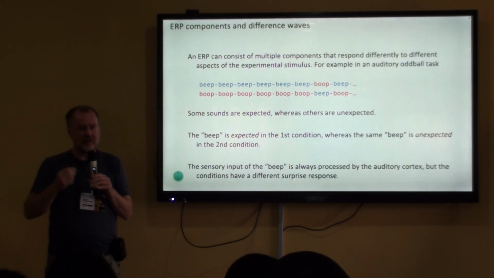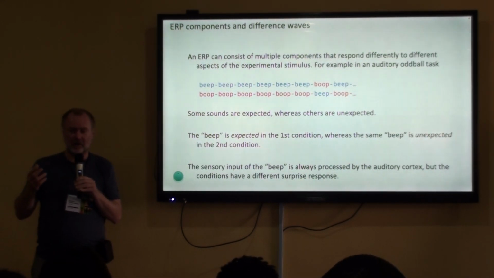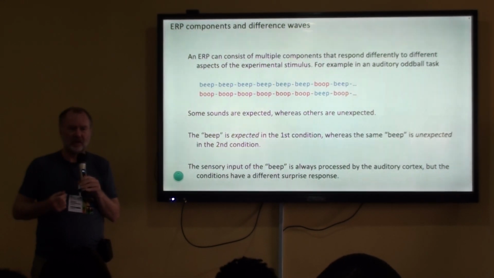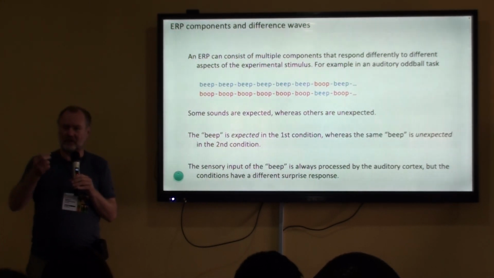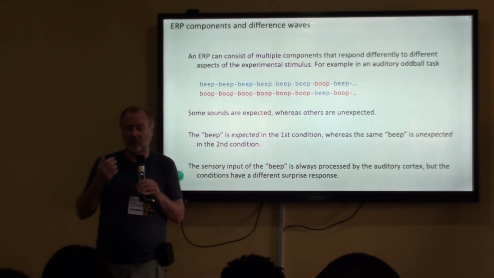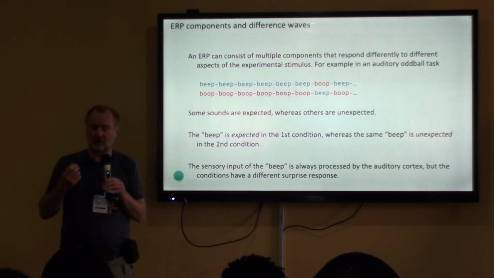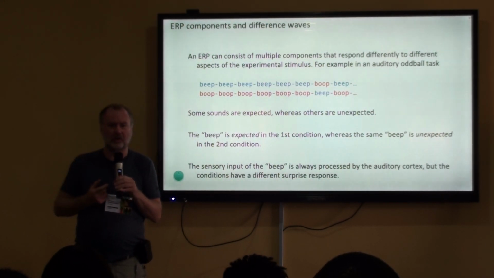So we have a beep, and the beep is sometimes expected in the first half of the experiment, and in the second half of the experiment, the beep is unexpected. So just ignoring the boops, we can look at the cortical response to the beep when it's expected and the cortical response to the beep when it's unexpected. The auditory cortex, so the primary auditory cortex, is going to respond pretty much the same because, well, a beep is a beep. But the expectancy, of course, is very different.